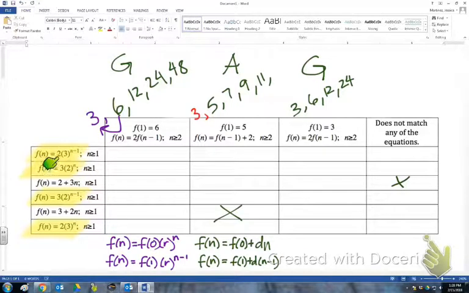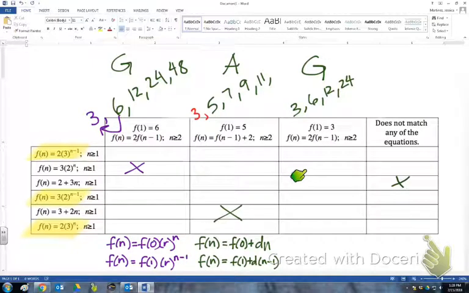So let's look. That's not it. Oh, I think I found it. This is 3 times 2 to the power of n. So 3 is my initial term, 2 is my common ratio, and n is the exponent. So this is a correct match. Let me erase that one because we found the match for that.